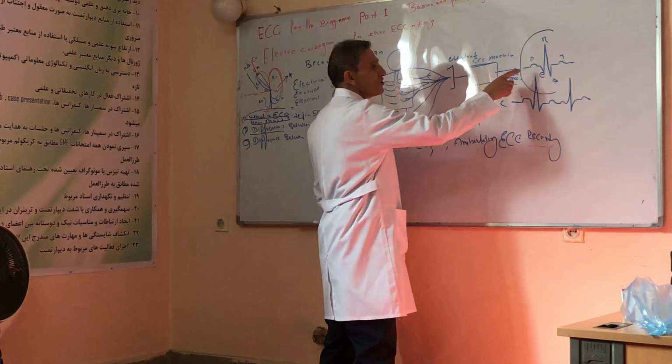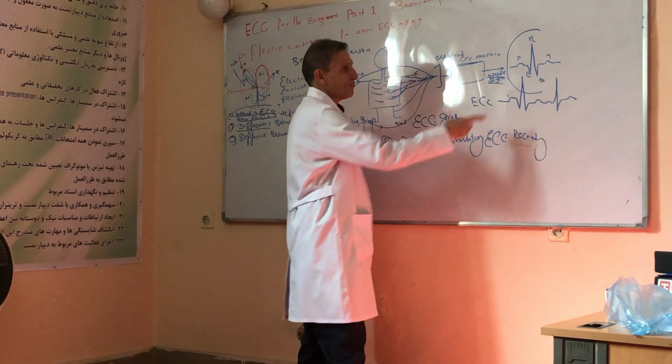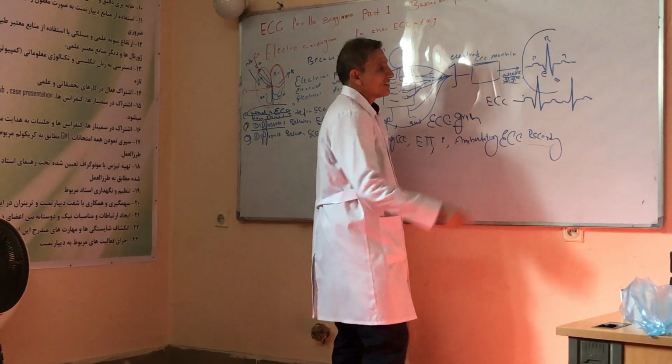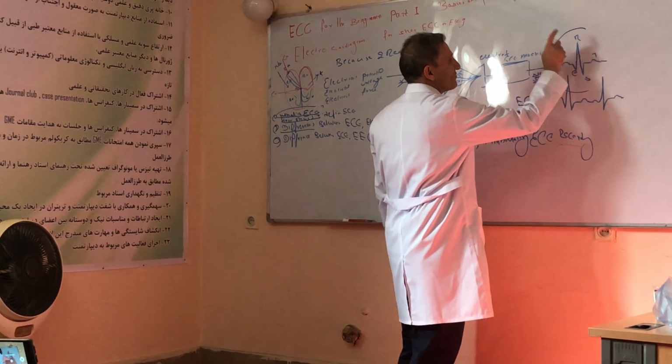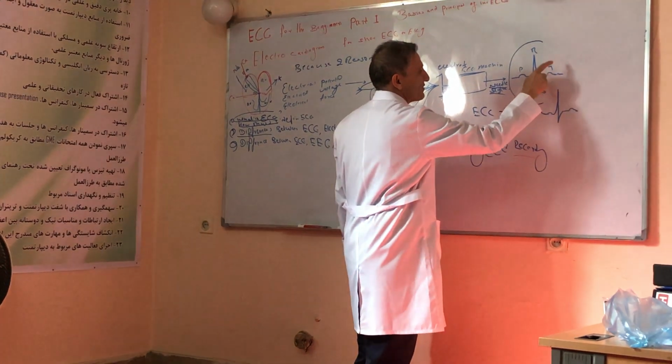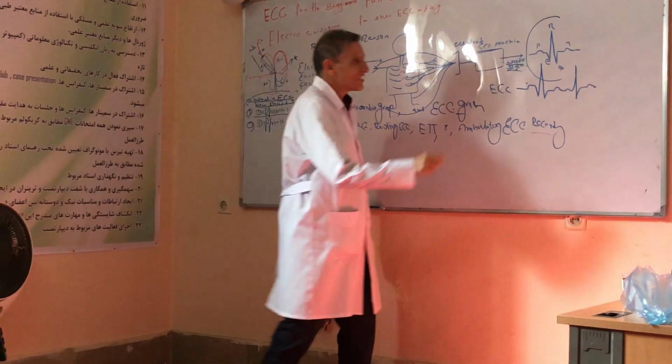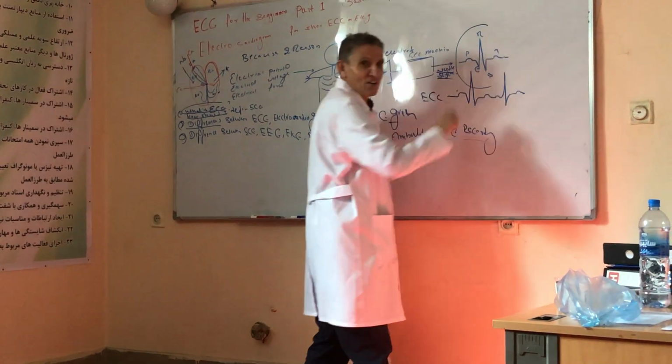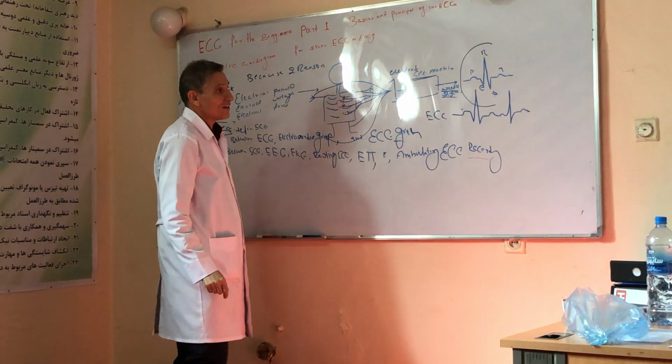Remember, each of these waves has its own name. For example, the first wave is called P wave, the second wave is called Q wave, the third wave is called R wave, the fourth wave is called S wave, and the fifth wave is called T wave. After the T wave, sometimes there is a small wave which is called U wave.